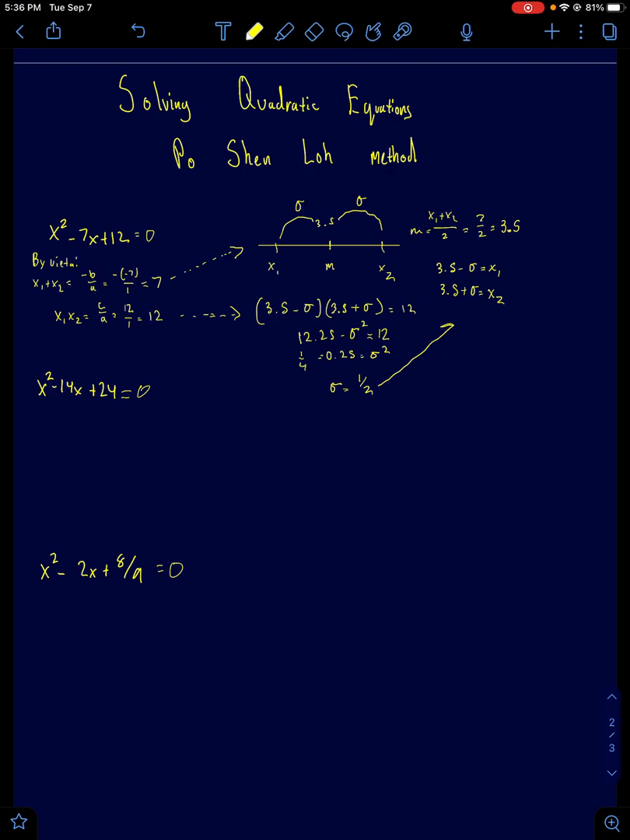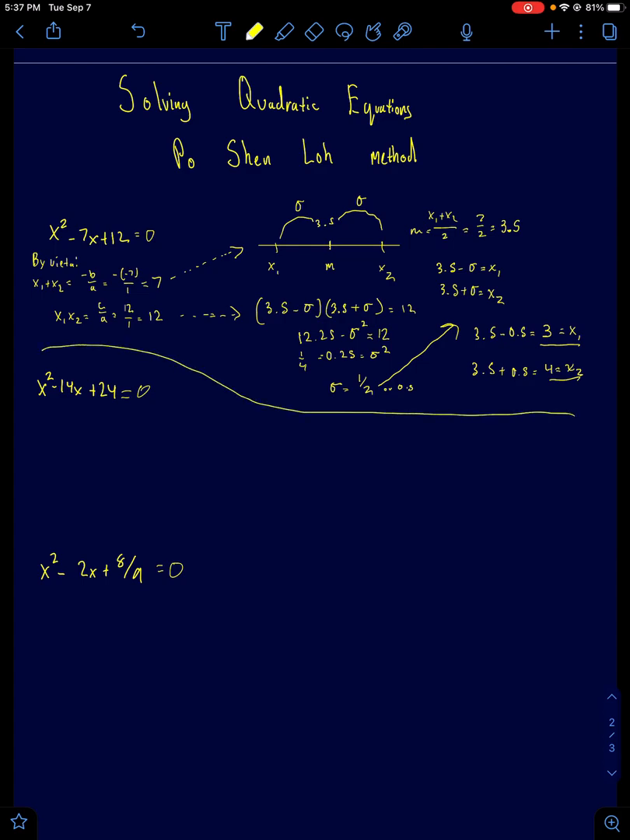And if we look at our above observations here, we know that 3.5 minus sigma is equal to x1 and 3.5 plus sigma is equal to x2. So if we plug it in, I'm going to write this as a decimal. We get our first root, and if we do the second root, thus we have the roots of our equation, 3 and 4.